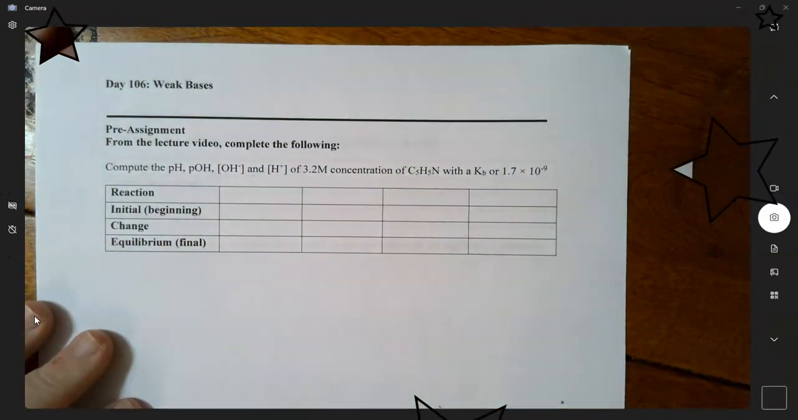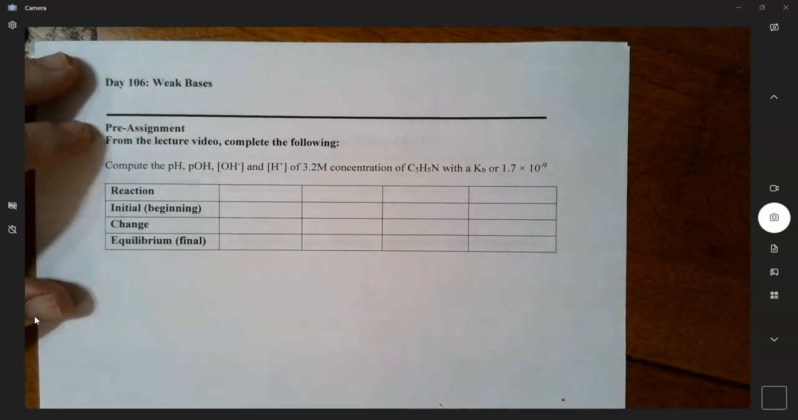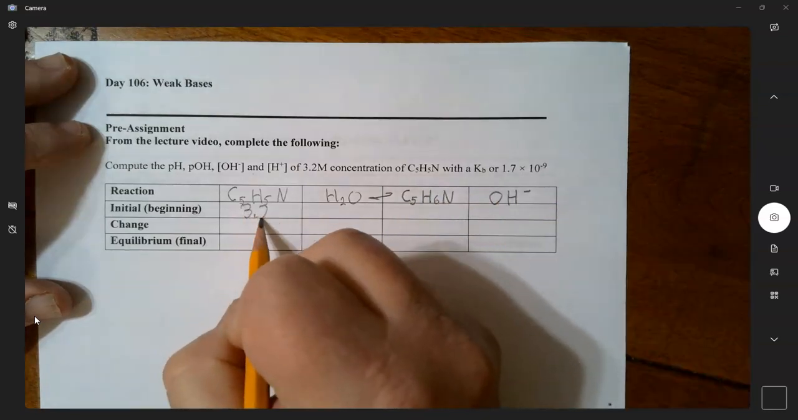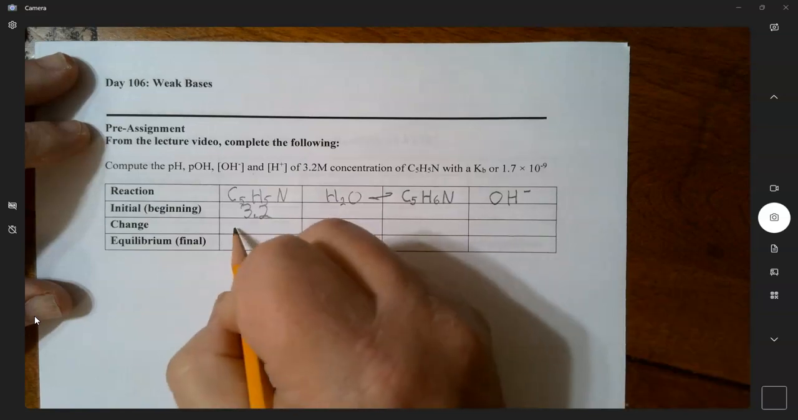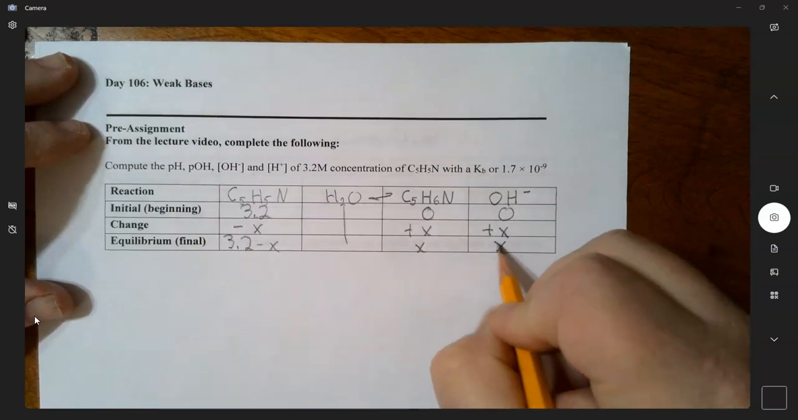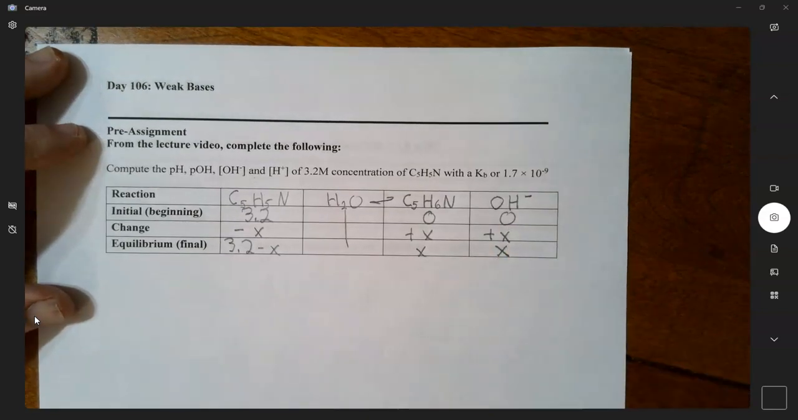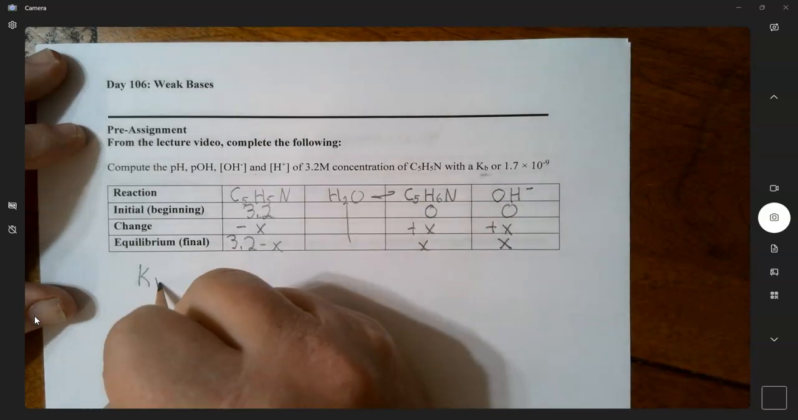Compute the pH, the big 4 here, for 3.2 molar of C5H5N. We did this in class. Let's go ahead and do it again. Start with the initial concentration. All coefficients are 1. We're really interested in what that value of X turns out to be. And it does give you a Kb. You've got to be careful it's not a Ka.